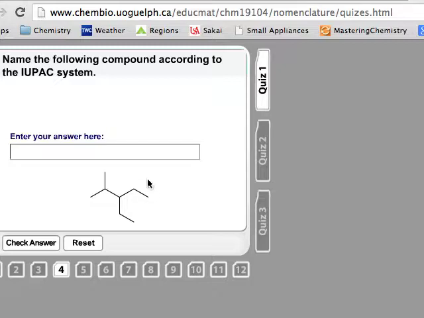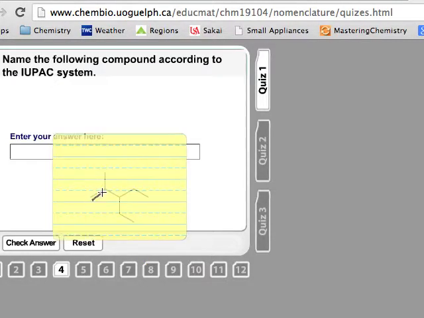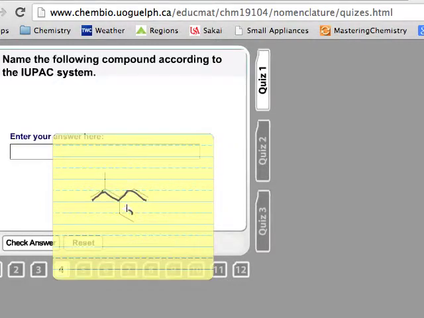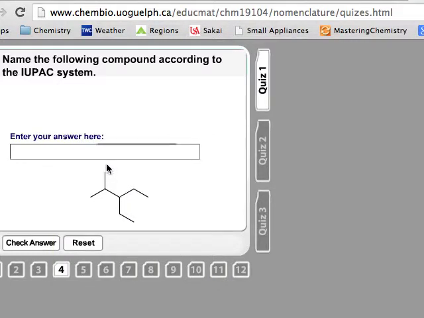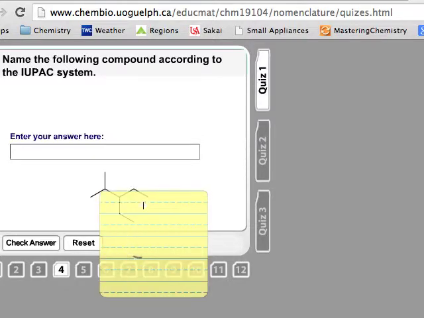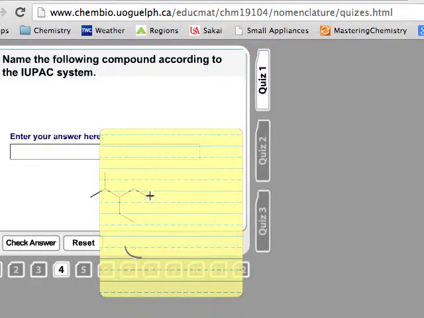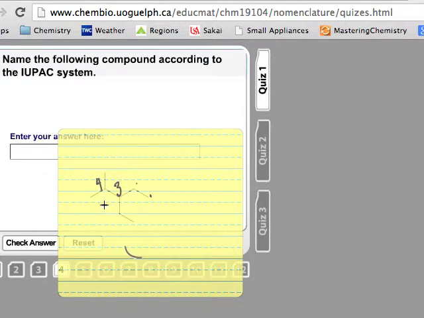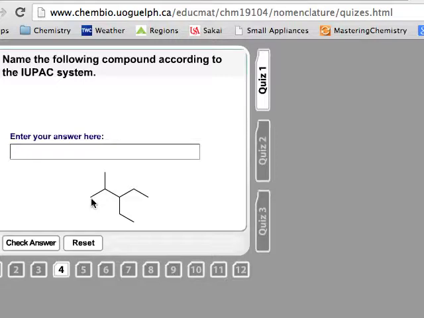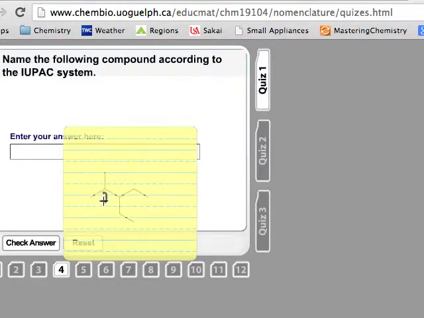So it doesn't matter how I number it, I'm going to get the same result. Let's use this as my longest chain. That means I've got an ethyl group here, 1 carbon, 2 carbons, and I've got a methyl group here. If I start counting from this end, 1, 2, 3, 4, I'll have 3 and 4 as substituent numbers. If I start from this end, it'll be 1, 2, 3. So that's the way I want to go.